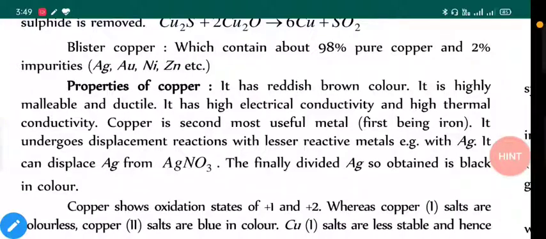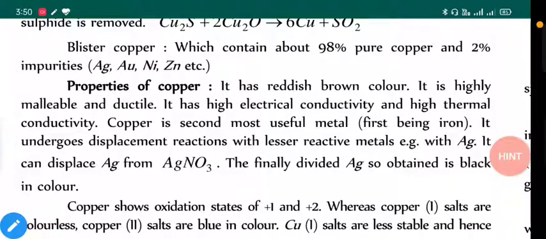Our mobile phones use copper tubes for better cooling, and ACs use copper tubes for better cooling. Similarly, certain heaters also use copper tubes and copper vessels for better heating, because copper can conduct a good amount of heat. So we can use it for cooling as well as heating purposes. Copper is the second most useful metal after iron, and it undergoes displacement reactions with less reactive metals, for example silver.